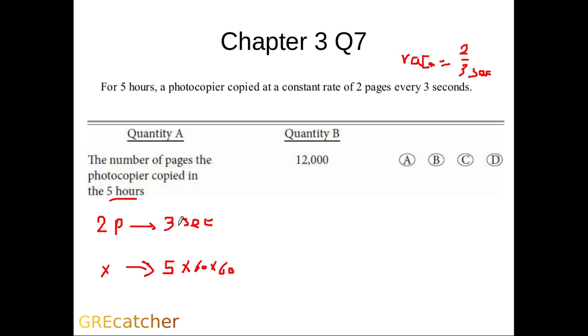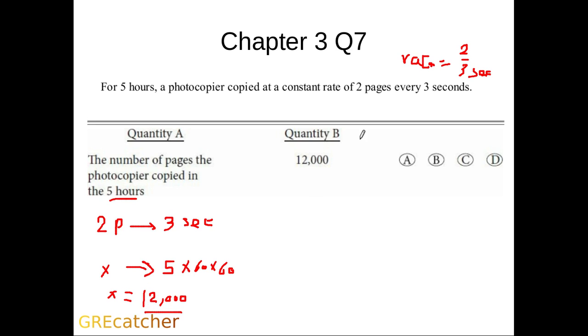2 divided by 3. A calculator will be a good idea to use here. There are many numbers, and I think using a calculator is better than doing it manually. But if you do this cross multiplication, you will get the number of pages to be equal to 12,000 copies. So you get 12,000 copies in 5 hours, and that's the quantity A.